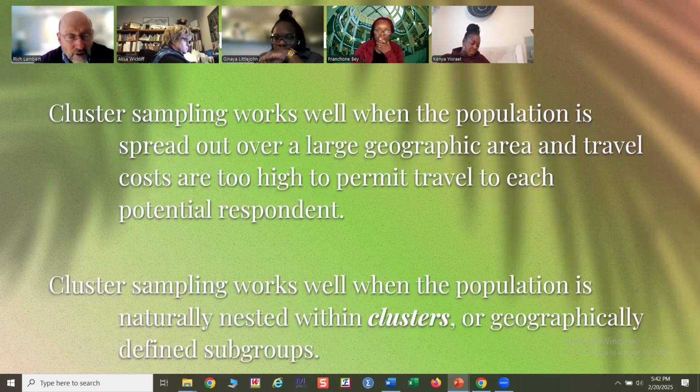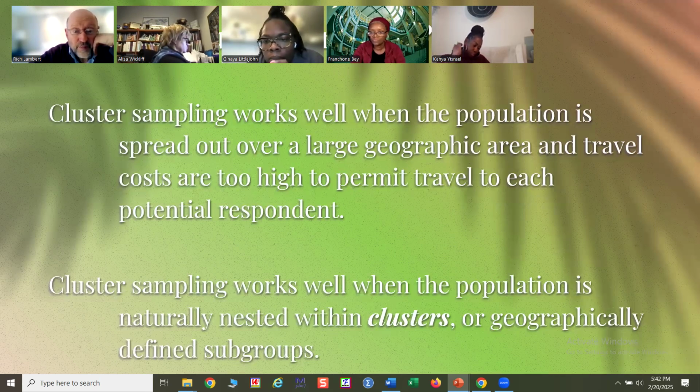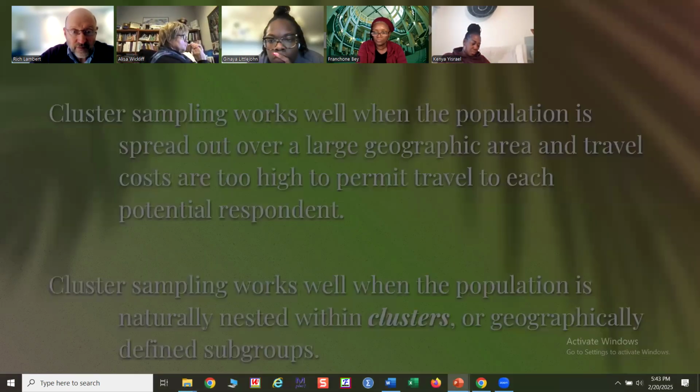So when does it work well? It works really well when the population is spread out over a large geographic area and travel costs are too high to permit travel to each potential respondent or even traveling to a sample of potential respondents. It would just be too impractical. It also works really well when, of course, the population is nested within clusters, like we talked about in education, classrooms, schools, districts, states. But also those clusters are somehow very easily definable geographically. So like you can identify the locations.